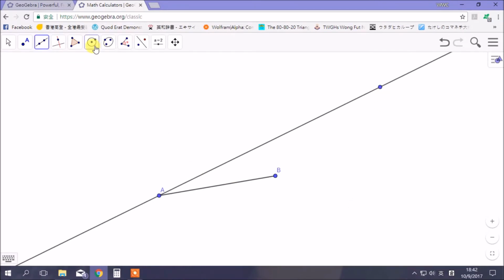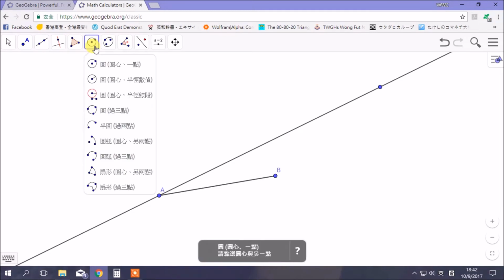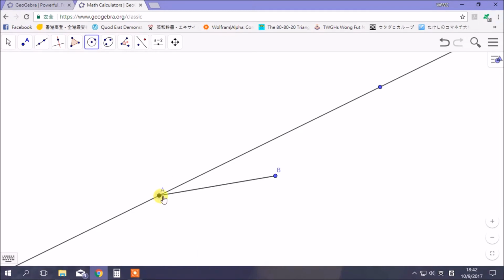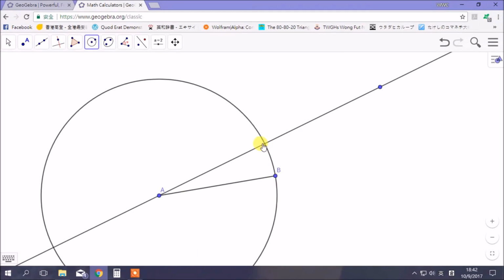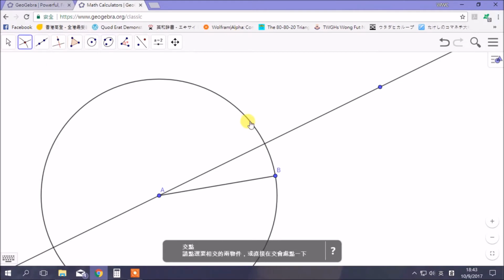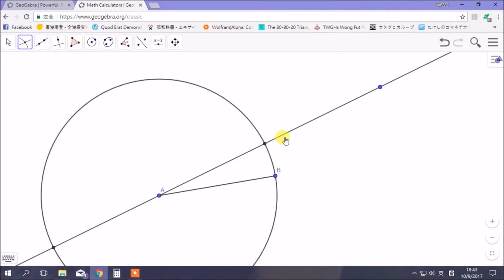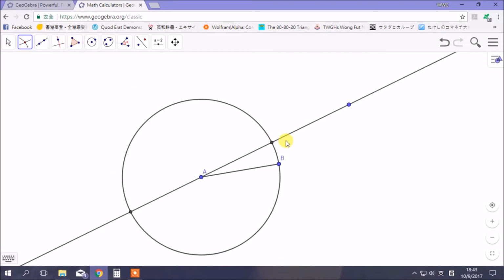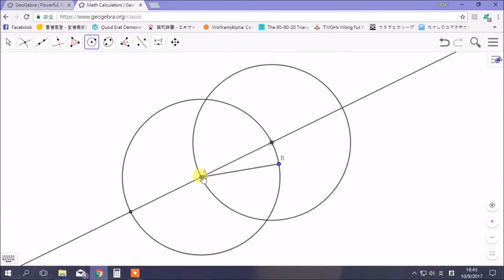Then the next is that we use compasses to draw a circle, center at A to B to have a point here. And do remember the point I want is the intersection point between the line and the circle. Then we repeat the process. First of all, I hide this point, and we repeat by drawing the circles from the new point back to A in order to get new points here.